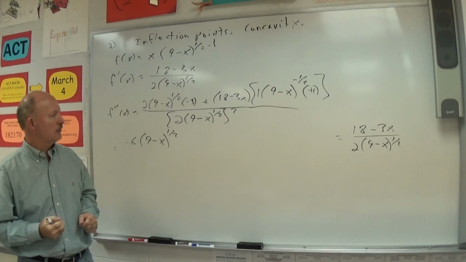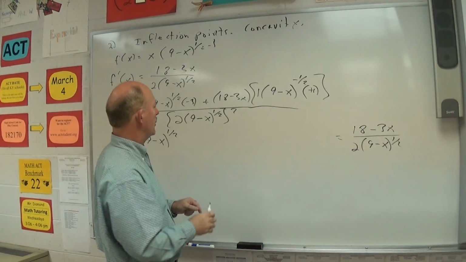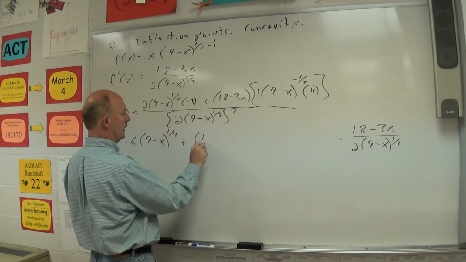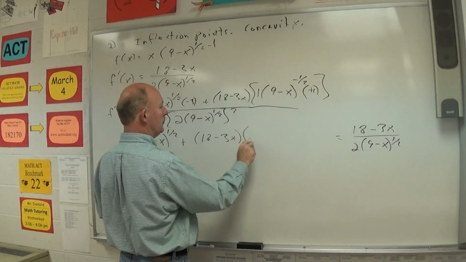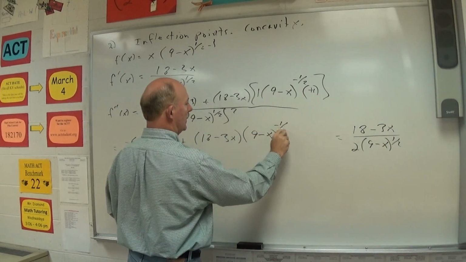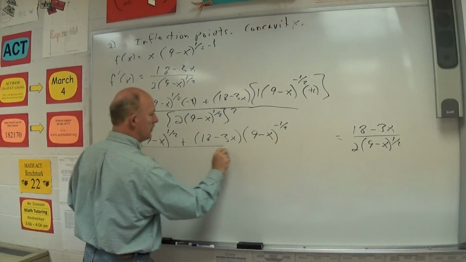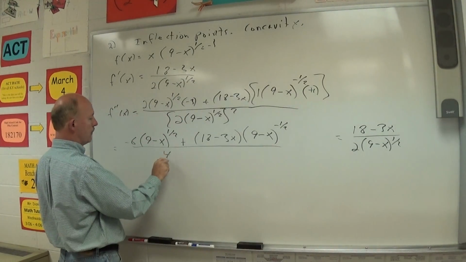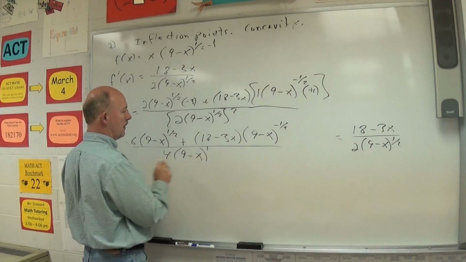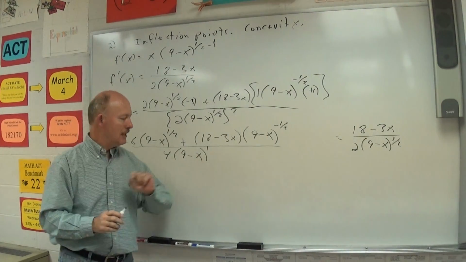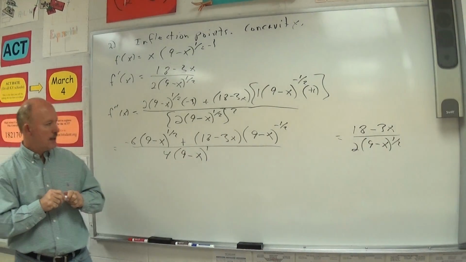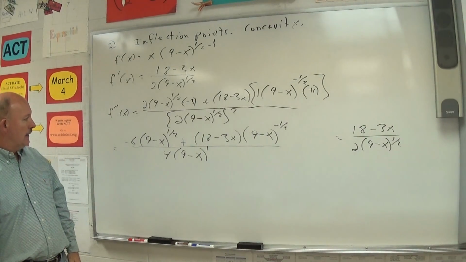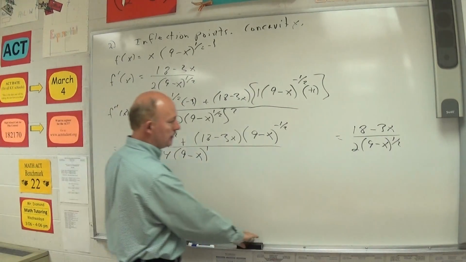All right, so change that to a plus. And let's see, what do we have now? It'll be plus 18 minus 3x times 9 minus x to the negative 1/2 power, all this divided by, on the bottom here, 2 squared gives us 4 times 9 minus x to the first power. 1/2 times 2 gives you 1. Okay. All right, now let's see, we're going to simplify this a little bit further.